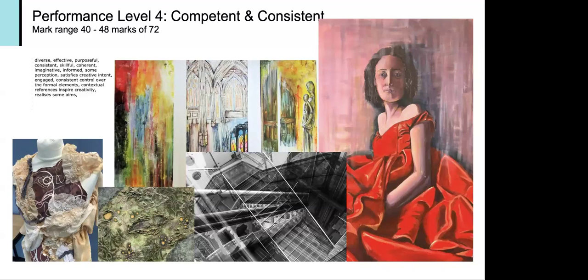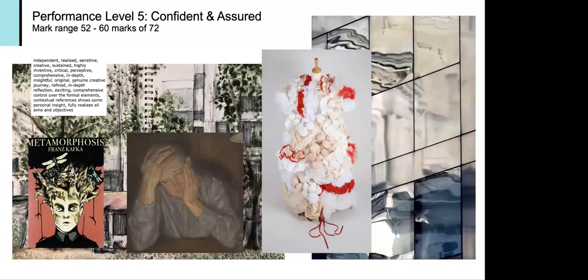So as we move higher up into the top of the qualification, which is performance level 5, you don't have to go any further than this to get all the grades, between 52 to 60 marks. We're starting now to see work that's realised, sensitive, creative, sustained. Nicer words, I admit, but then we're at the top of the qualification. So it's a genuine creative journey, with in-depth reflection, and again, if you're familiar with the exemplar gallery, you'll recognise some of these memoirs that are here in front of you.